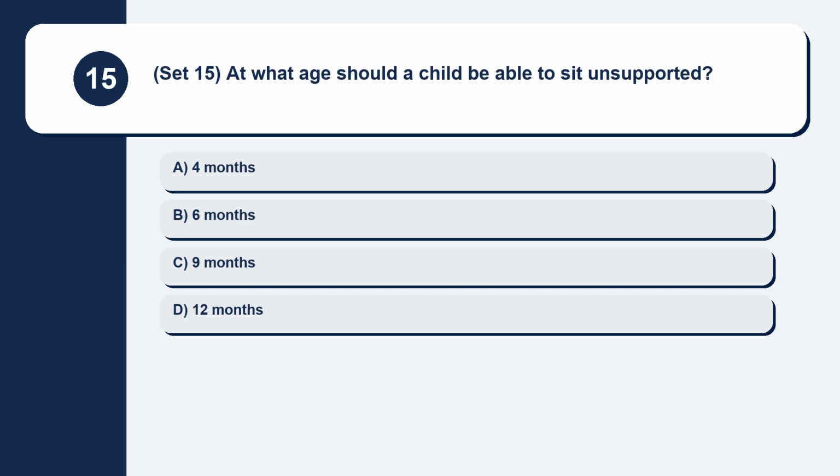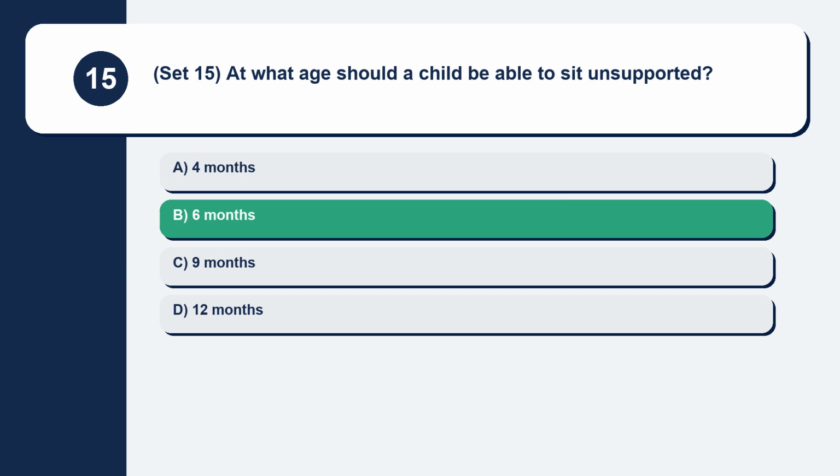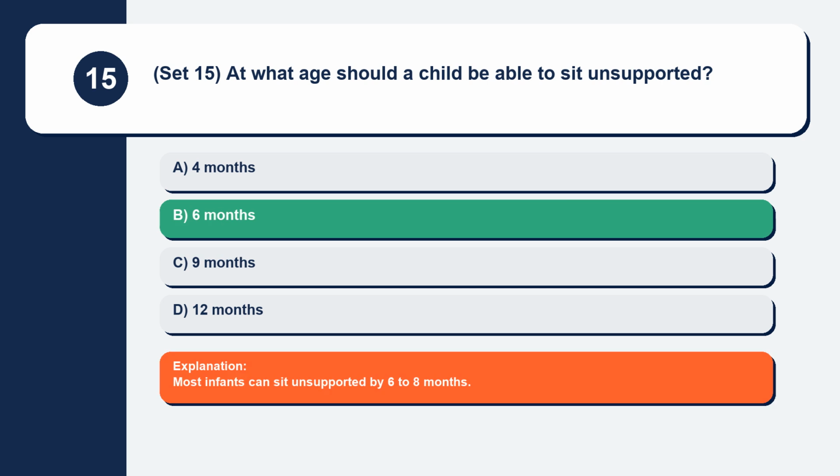Question 15. Set 15. At what age should a child be able to sit unsupported? 4 months, 6 months, 9 months, 12 months. Most infants can sit unsupported by 6 to 8 months.